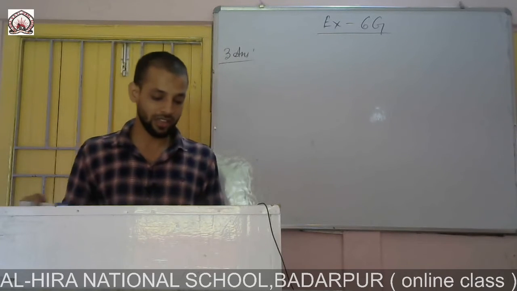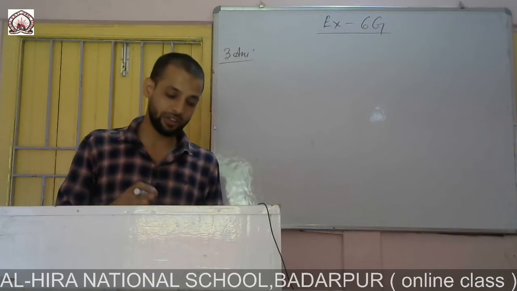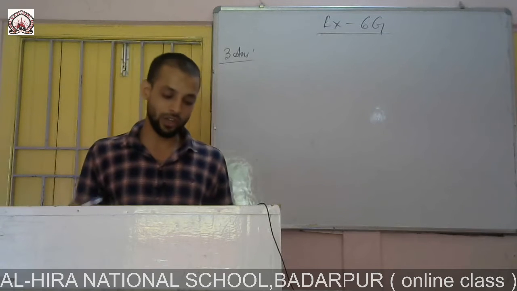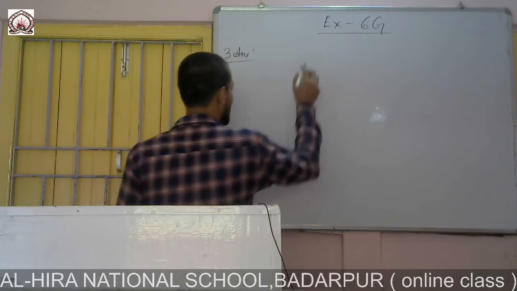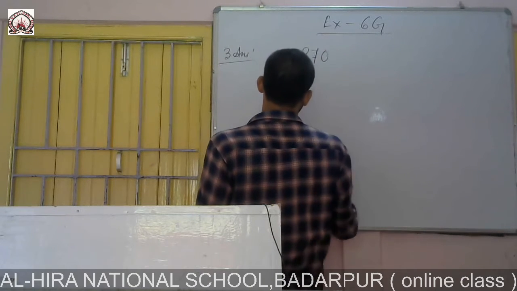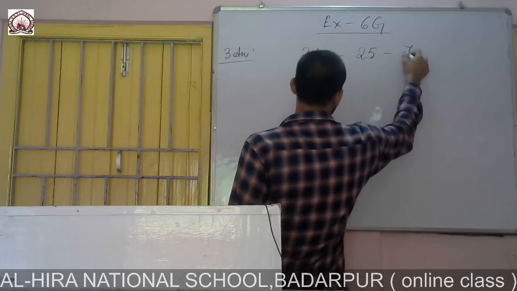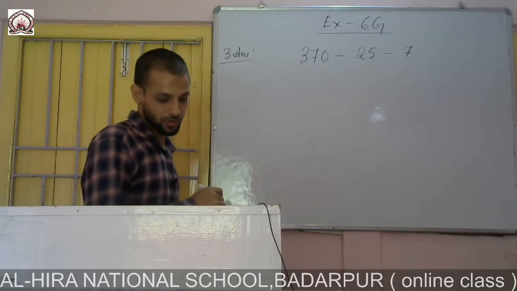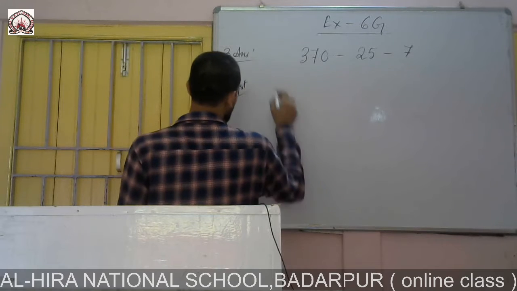And next, 7 were sent to Bangladesh. So whatever remained after sending 25 of them to Nepal, from that another 7 were sent to Bangladesh. We have to find the number of elephants left in the park. So what do we have to do? We can write it like this: 370 minus 25 minus 7. So first of all, what do you have to do? Suppose this is the first part.